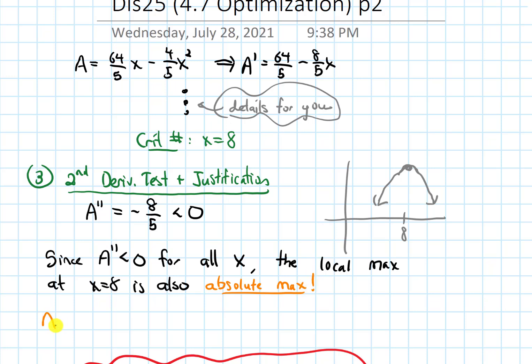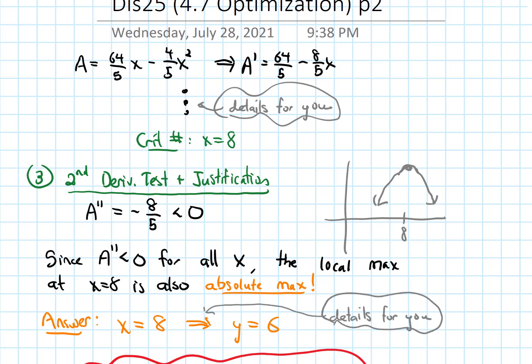Last thing I have to do is make sure to answer what the question wanted. And it wanted the dimensions of the rectangle. So one of those dimensions was x, and we got x was 8. And from that, with a little bit of arithmetic or algebra, we could get that y is 6. It's just 1 or 2 steps to get that, but I'm going to leave that for you. And I'm going to box this. This is our answer.